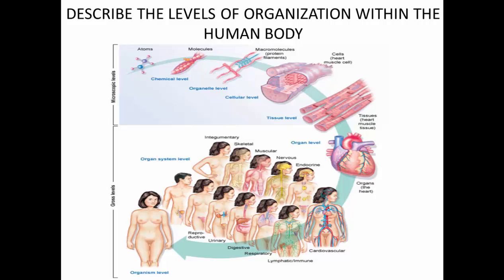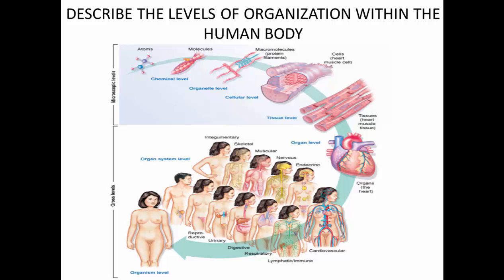Then we move up to the organ. The organ is the heart itself. It is made up of many different tissues. The muscle tissue, the fat tissue, the nervous tissue, and so on, that ultimately goes into the organ, the overall heart. Then we get to the organ system level.